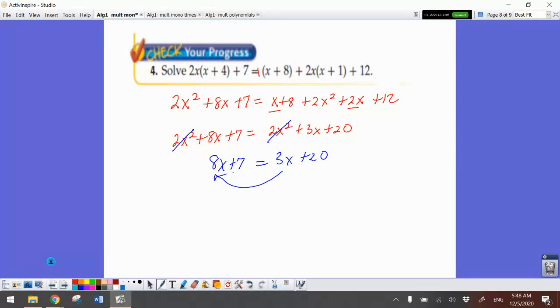Again, move your 3x to the other side by subtracting, that's going to give me a 5x. Move my 7 to the other side by subtracting. 5x is equal to 13. And x is going to equal 13 over 5. And remember, when we solve equations, we solve to simplified fraction form. We don't solve them to decimal unless it is a word problem that requires money or it started with decimals.